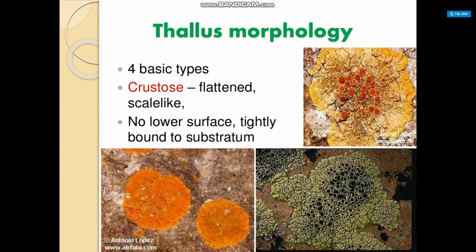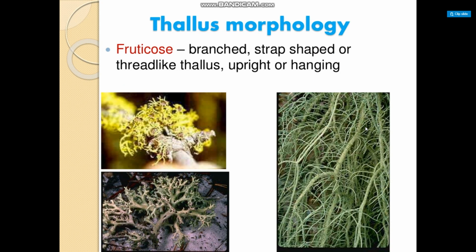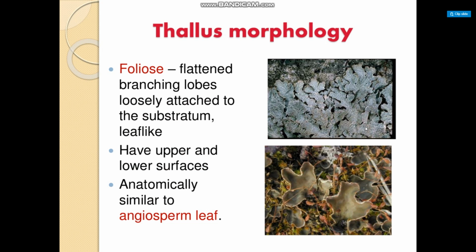There are four basic types. Crustose: scale-like structures, no lower surface, tightly bound to substratum. Thallus fruticose: branched, strap-shaped or thread-like thallus, upright and hanging. Thallus foliose: flattened branching lobes loosely attached to the substratum, leaf-like, with upper and lower surface, anatomy similar to an angiosperm leaf.